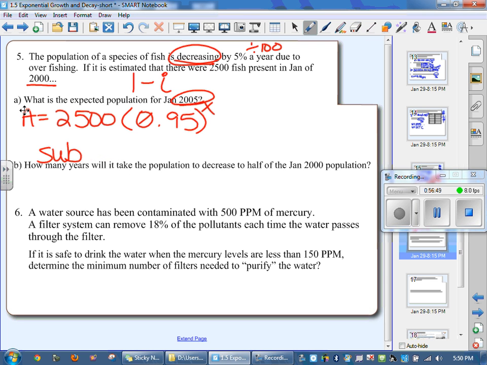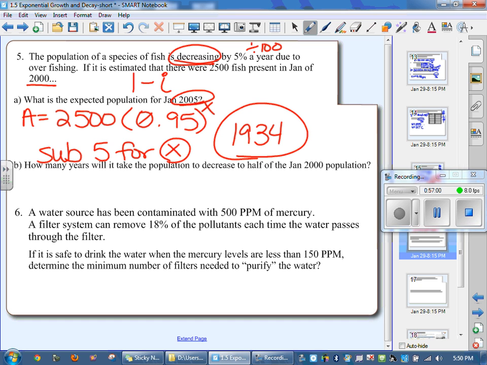Now on B it asks how many years. You're solving for x or n here. How long is it going to take to decrease to half of the population? Well, your original population is 2,500. That means in Y2 you're going to put 1,250. That's your intersect. You put in 1,250 because that's half of 2,500, what you started with. Do an intersect, and you're going to get x equals 13.5 years. So it's going to take about 13.5 years for it to decrease to half the population.